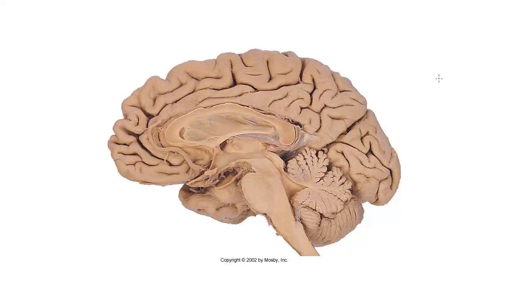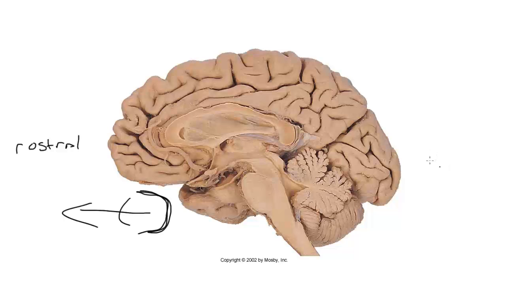As promised, here we go. So we're at the medial surface, and rostral would be here. So the front of the brain is going to be here. The eyes would be sitting right here if they were still intact, looking out in that direction. Caudal is back here. What's up at the top of the brain here is going to be dorsal, and what's at the bottom of the brain down here is going to be ventral.